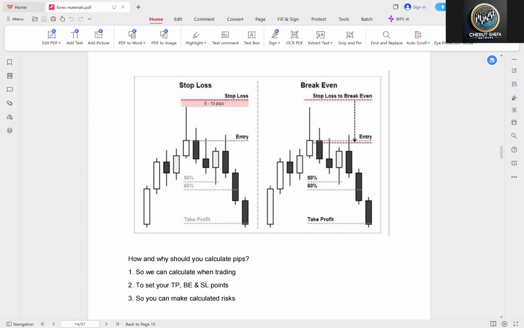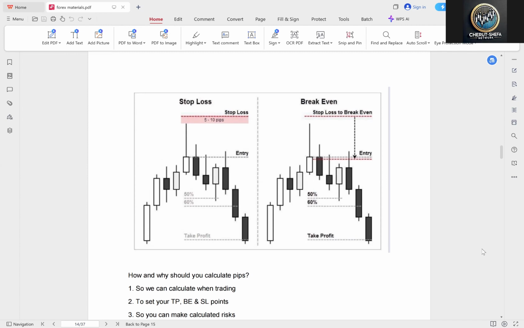is. Now, if you look at what we have on the screen, just take a look at what we have on the screen. You will see there are two graphs. There are two pictures there on the screen. One is the initial trade, and the second one is the trade that already has the BE.